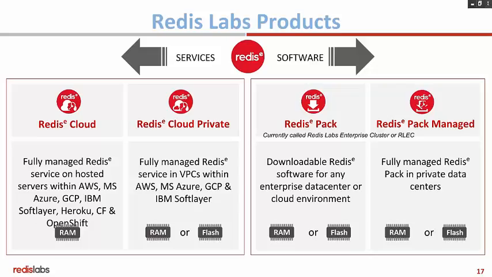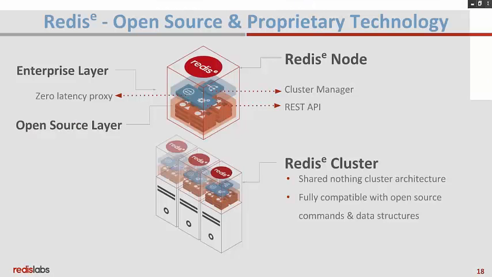The Redis Enterprise technology that powers both those clouds, both the cloud and the downloadable software product, is really an enterprise layer added on top of open source Redis. So it has 100% support for open source Redis commands. But on top of open source Redis, we add a proxy, a cluster manager, and a REST API. The benefits of these additions is that you can scale Redis seamlessly without any downtime and with the same high performance that you normally enjoy.